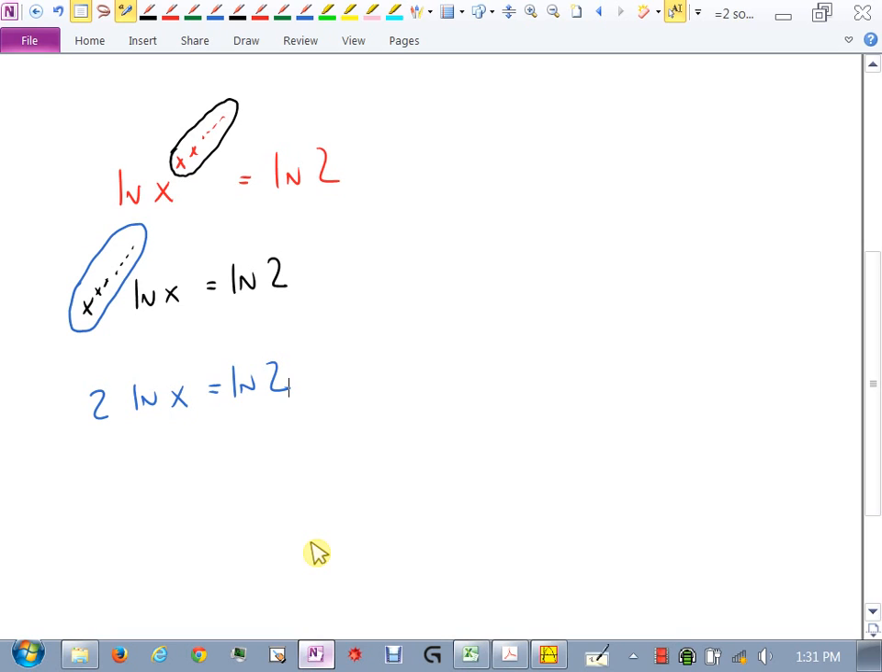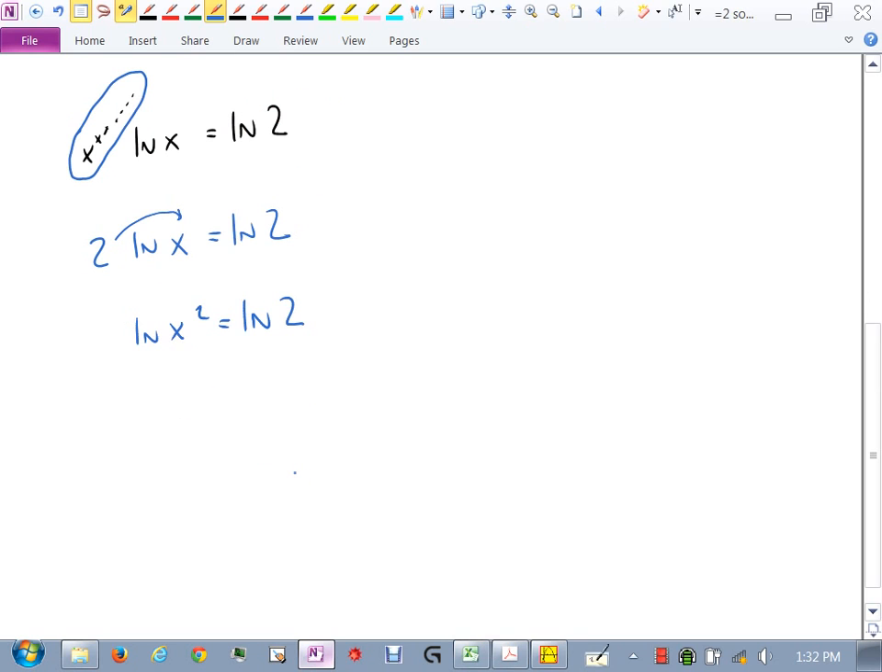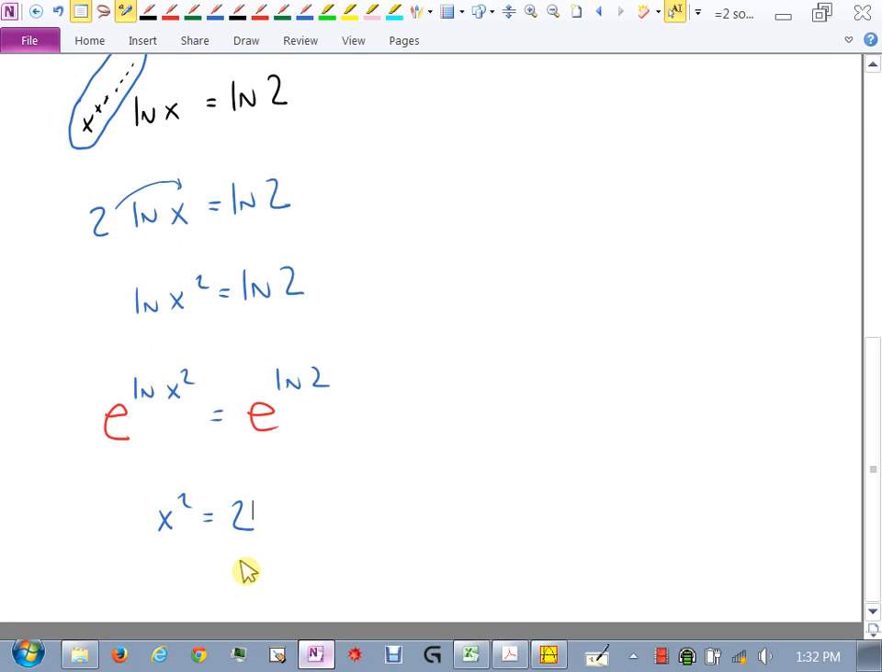So what I can do now, there's several ways to look at this. I can use this property. I can pop that 2 back up there, make it natural log x squared equals natural log 2. And then I can do e to both sides, the inverse. What happens when you put e and natural log together? They cancel out, and so I just get x squared over here, and over here I get just 2, and then solve that, you get x is what? Plus or minus root 2, but I'll only look at the positive one, root 2.